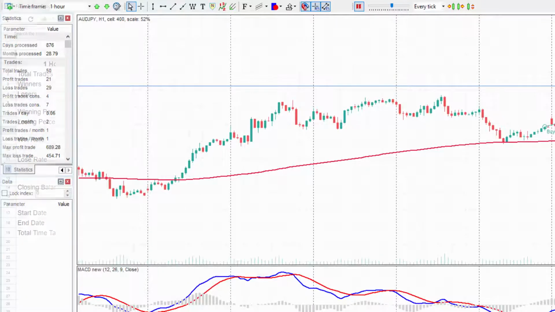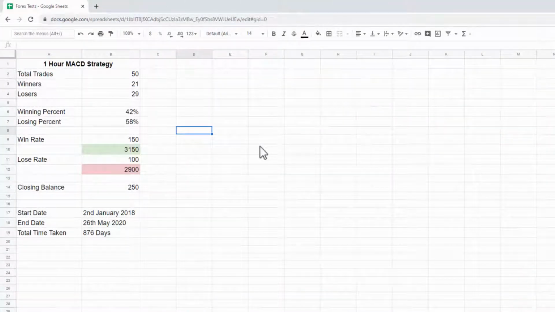I've created a spreadsheet where I summarize some other important data here. So I'll just go there. So this was the 1 hour MACD strategy. Basically, the winning percentage, which was 21 out of 50, was 42% and the losing percentage was 58%. So the odds of winning were not in our favor.